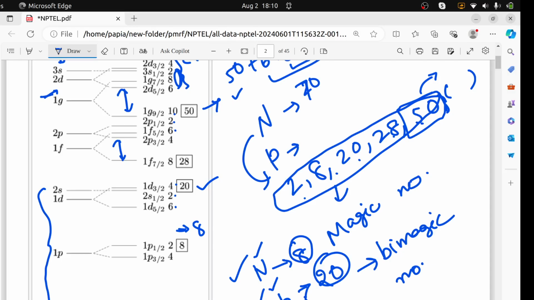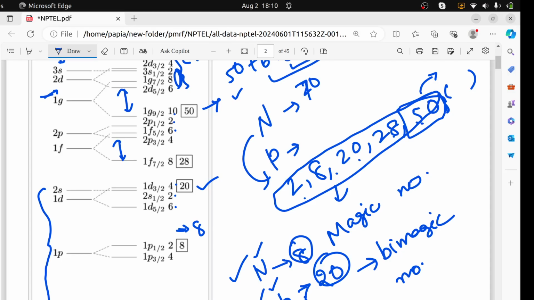So obviously there will be too much energy needed for breaking the nucleus, to separate the nucleons from each other. We will have to put too much energy inside the nucleus so that it can separate. Otherwise it will not separate, because it is a very stable nucleus if the neutron and proton are in the magic number configuration.